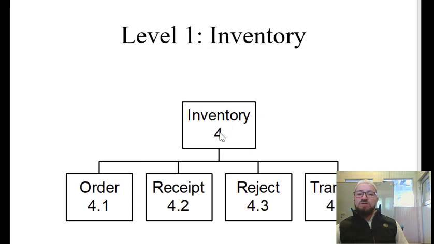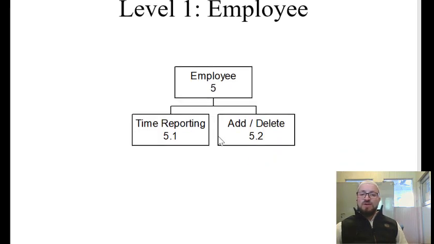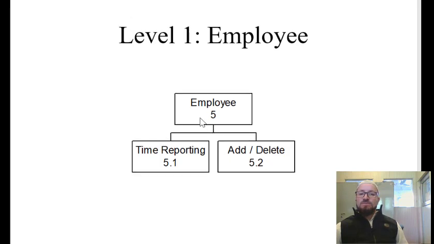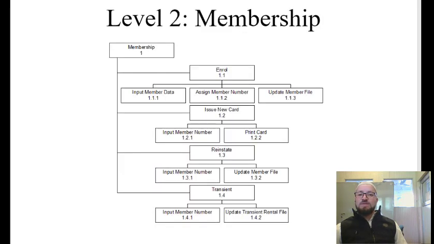This is not level 4, it is on level 1, but this was at 4.0. Now after that we got 4.1, 4.2, 4.3, 4.4. These are all the sub processes of process number 4, right? Again, the employee is at number 5, and the sub processes are time reporting and add delete. So this is the overall structure of processes only that we are talking about.